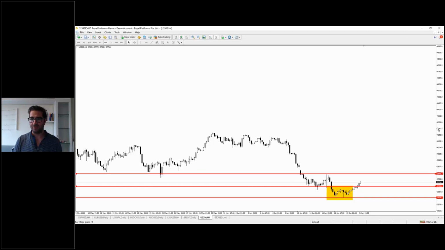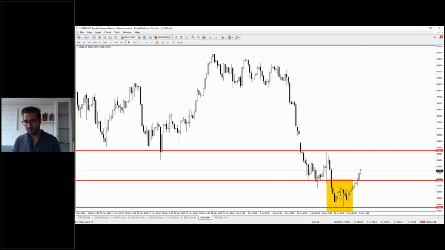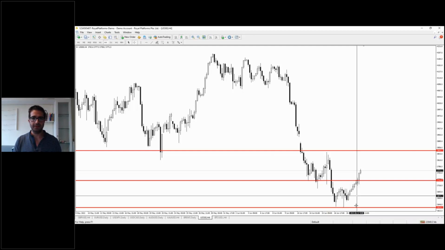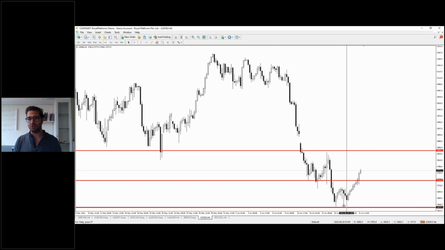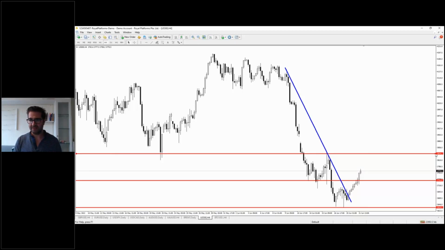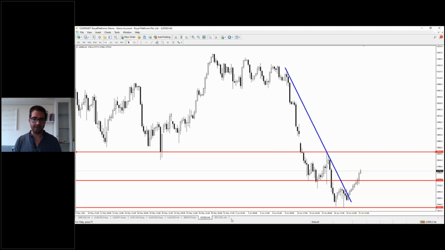Let's look at the 4 hour to see what we have. On the 4 hour we have a double bottom here. You can see it, double bottom. This double bottom shows weakness from the sellers. We have a breakout of this trend line as well, and we have a close above this 3,734. So there is a huge probability that the market will continue its move to the upside until the 3,840.